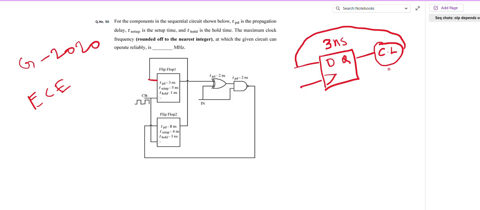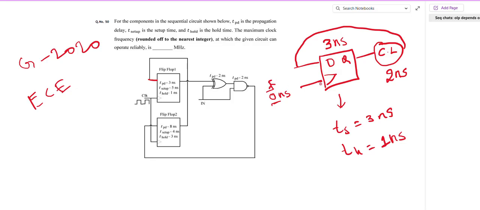Suppose this combinational logic has a delay of 2 nanoseconds. And the D flip-flop setup time is some 3 nanoseconds, and hold time 1 nanosecond, I am assuming. Okay, here when I apply a clock, suppose a clock is applied at 0 nanoseconds. Here it is a positive trigger, that means a positive edge is applied at 0 nanosecond.